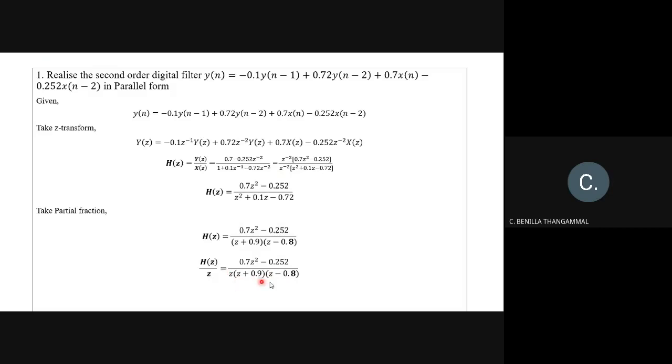How many terms are there in the denominator? That many constants I have to use. So here, three terms: constants A by z, plus B by (z plus 0.9), and C divided by (z minus 0.8). So the first step is factorize your denominator, the second step is divide by z on both sides, the third step is write it into a sum.